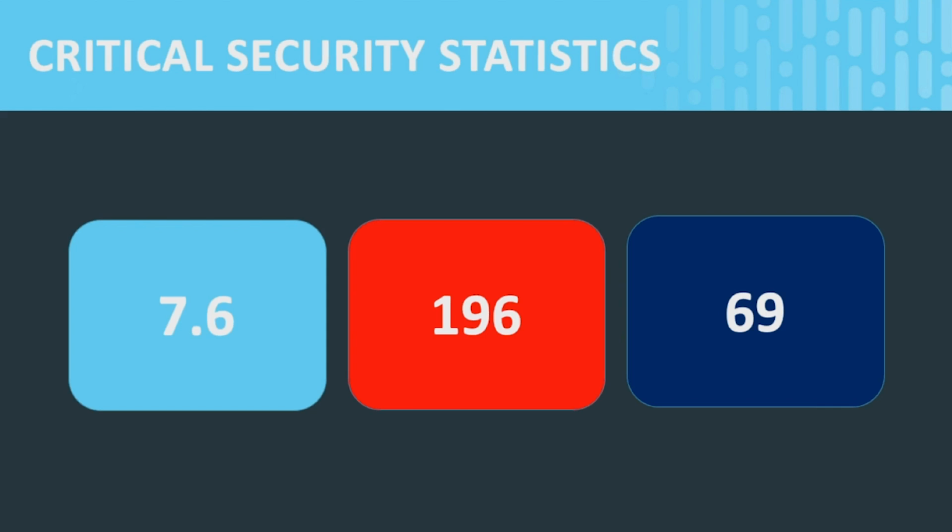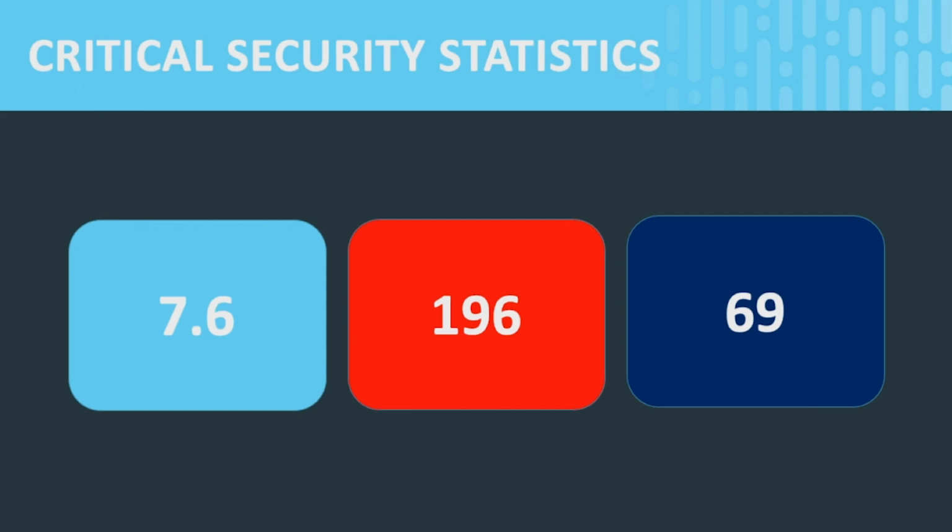The 196 number is the average number of days that it takes to identify a data breach. It's pretty scary to think that, potentially 6 months ago, your company could have been breached already, and it still hasn't been identified. And in that time, data has been streaming out and being sold to the highest bidder.